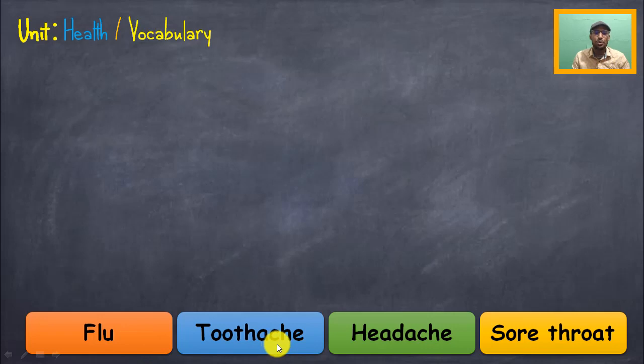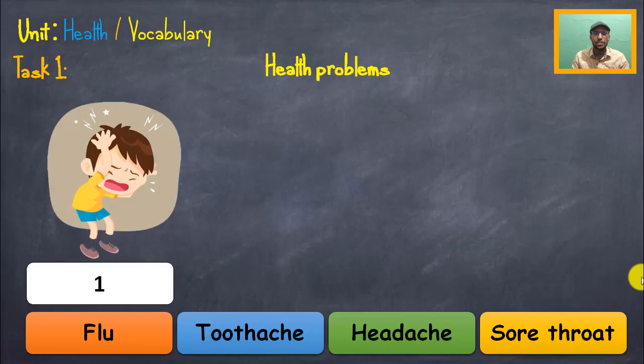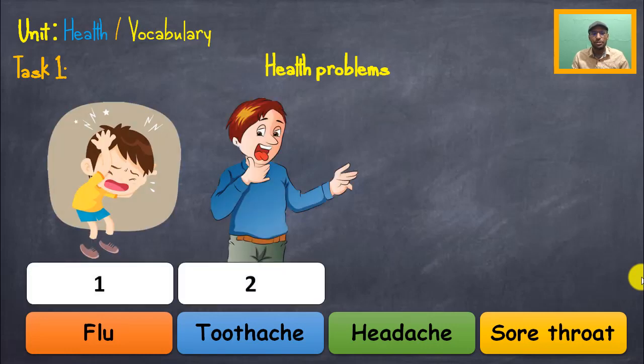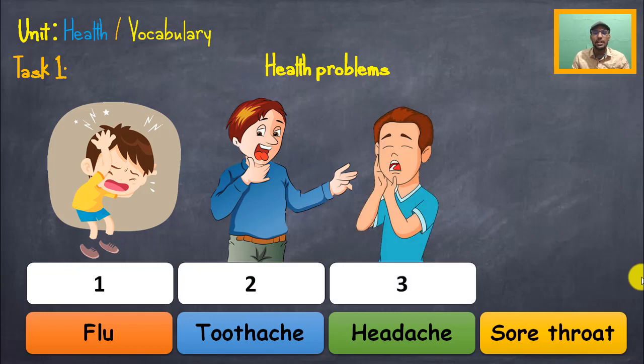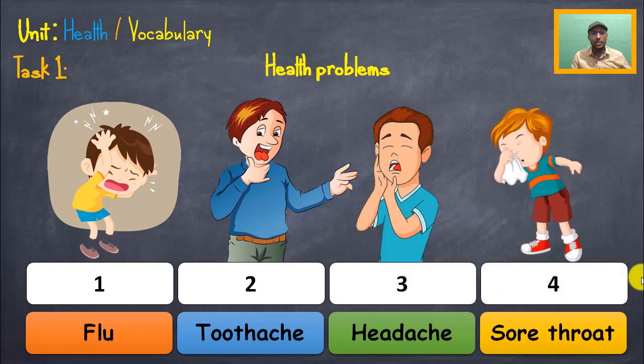Number two, toothache. Toothache. Great. Number three, headache. Headache. Number four, sore throat. Sore throat. Great. Now we have the following pictures. We have picture number one, picture number two, picture number three, and picture number four. All right, let us now match each picture to the right word.